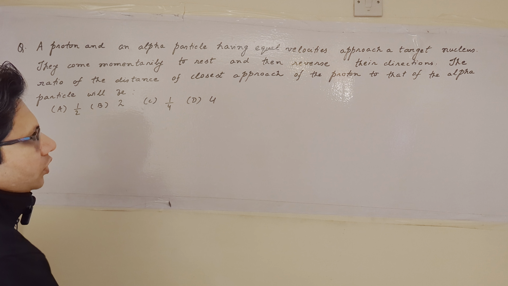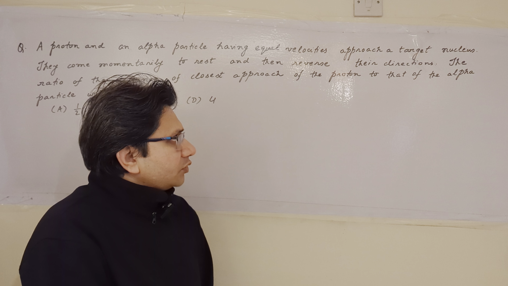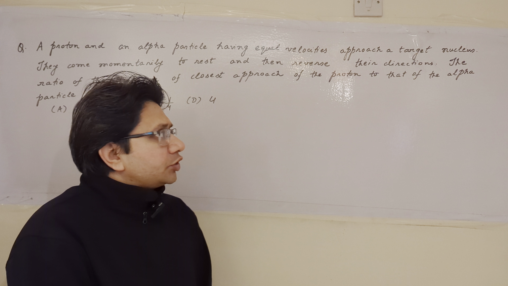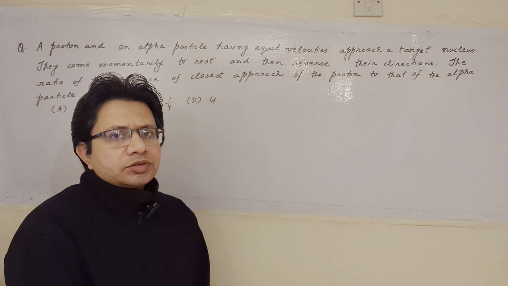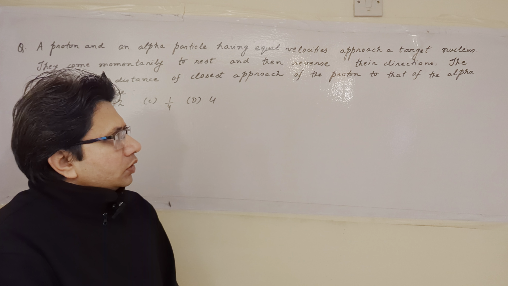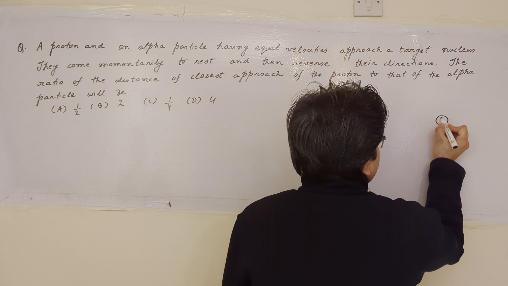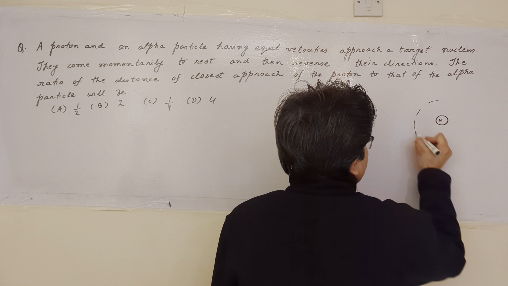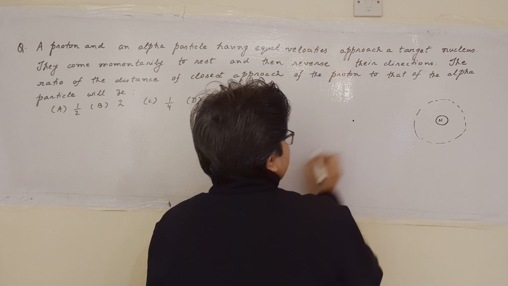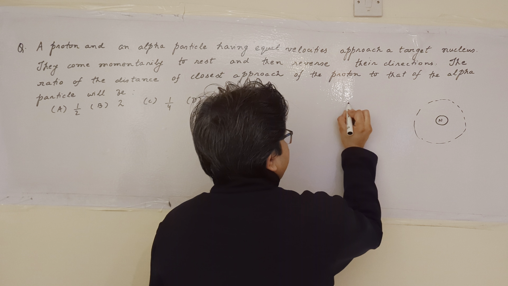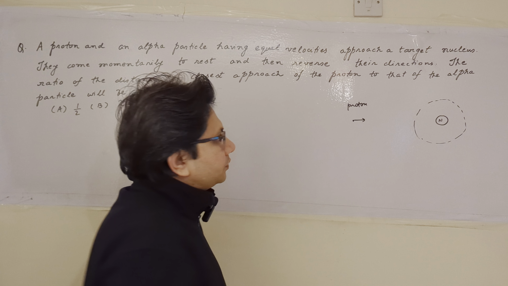So the problem is based upon the topic atomic theory and nuclei, and in particular an experiment in which an alpha particle or some other particle like a proton is projected towards a nucleus. Now the situation is like this. There is a nucleus here. This is the atom, and protons, for example, we take first the case of proton. Proton is approaching towards this nucleus.